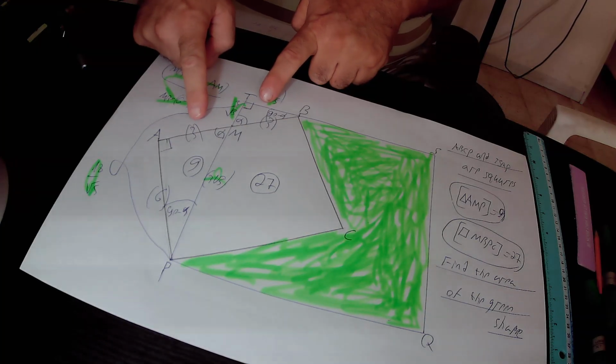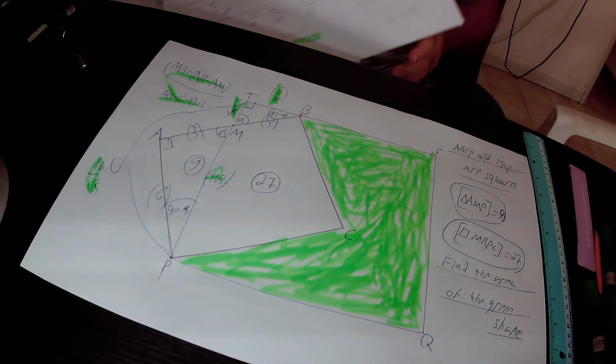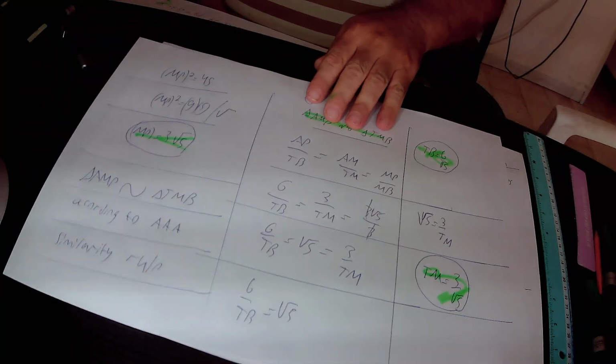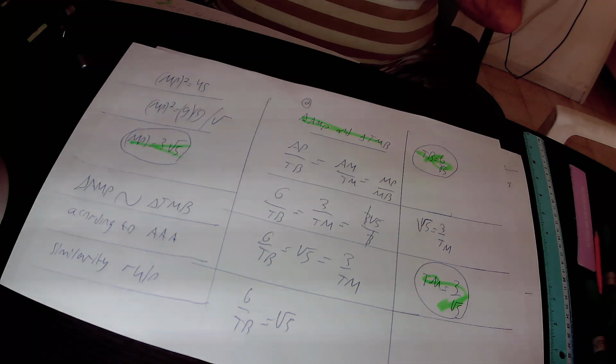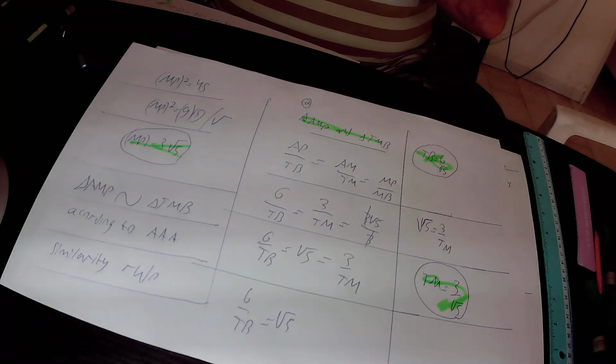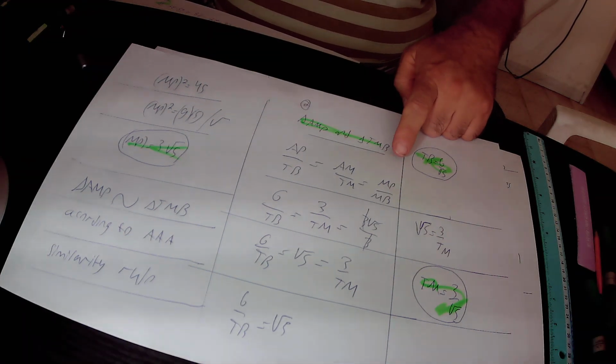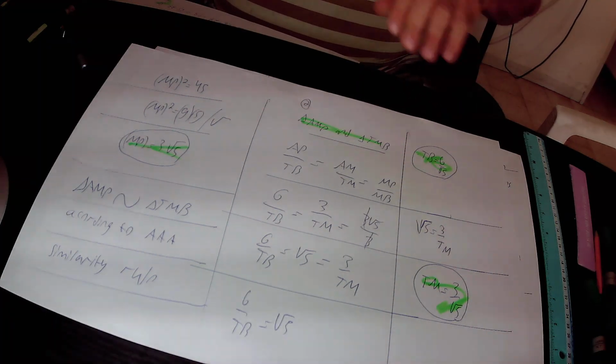And again, from the fact that those two right triangles are similar to each other, we derive that the following relationship exists between their sides: side AP of the big right triangle AMP over side TB of the small right triangle TMB is equal to side AM of the big right triangle AMP over side TM of the small right triangle TMB, and it is also equal to side MP of the big right triangle AMP over side MB of the small right triangle TMB.